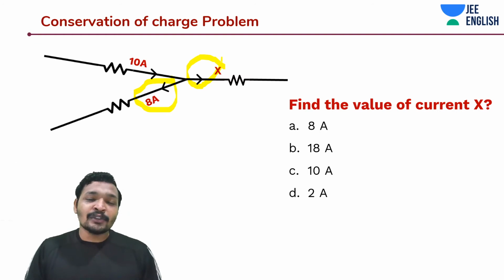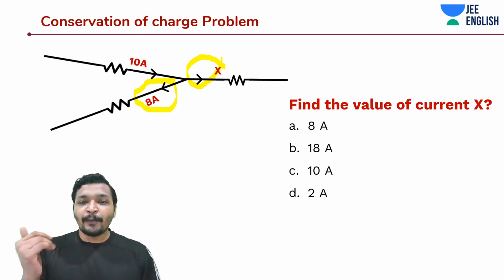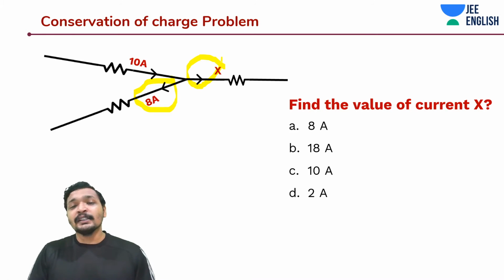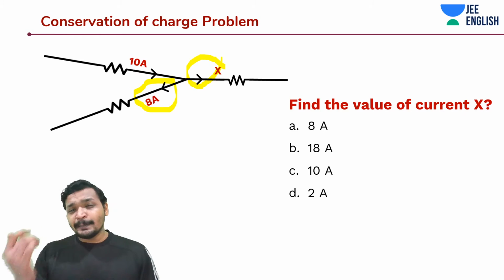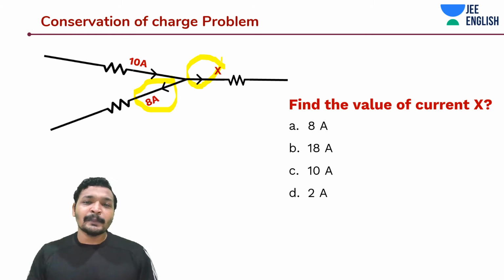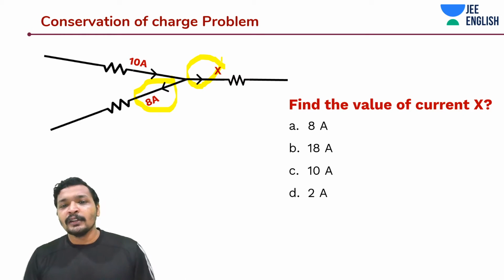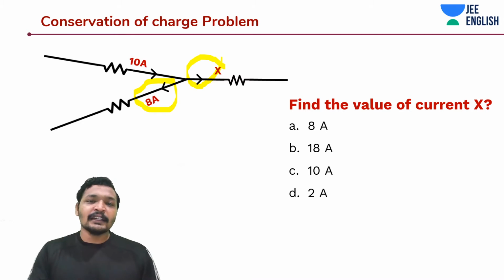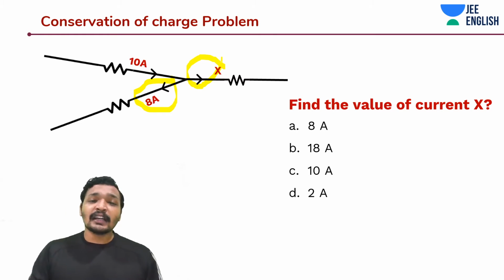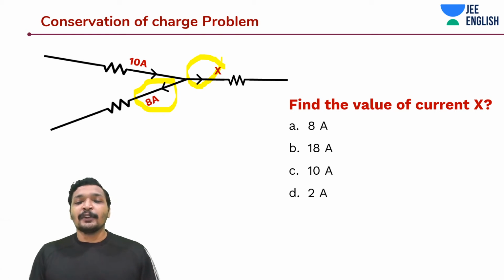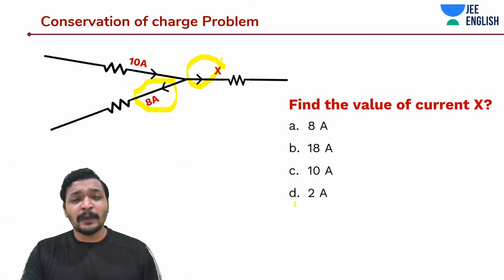So notice this direction of current carefully. It's important that you notice the direction of current properly. When you're given simple questions like this, that means they are going to confuse you. Especially in JEE, if you're getting a simple problem, that means they have already confused you. So you must understand that point very critically, that when you're given a very simple problem in JEE Advanced, that means they are confusing you.